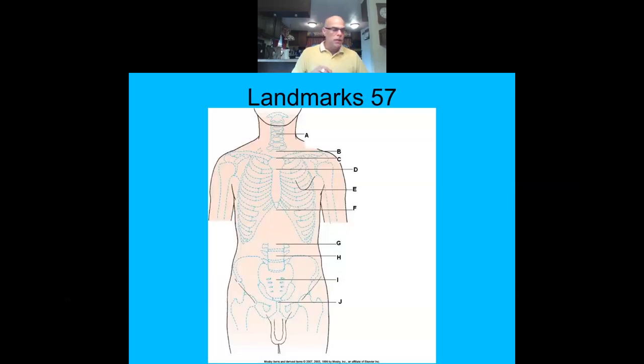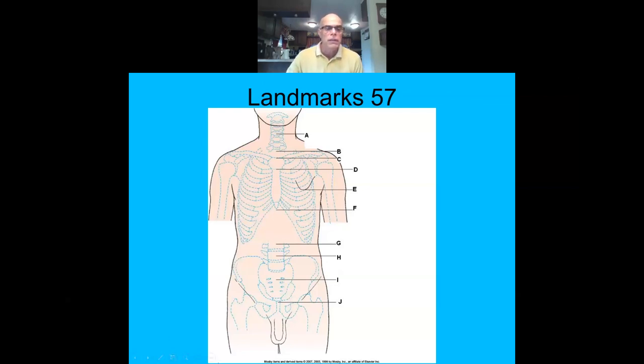On page 57 in your book, we may need to go back, and I know you've had this before, but as with everything in positioning, you're always going to need to know landmarks. The really important ones are your jugular notch and your sternal angle, which are B and C. A is not as relevant. That is C5, which is your thyroid cartilage. Then the xiphoid.